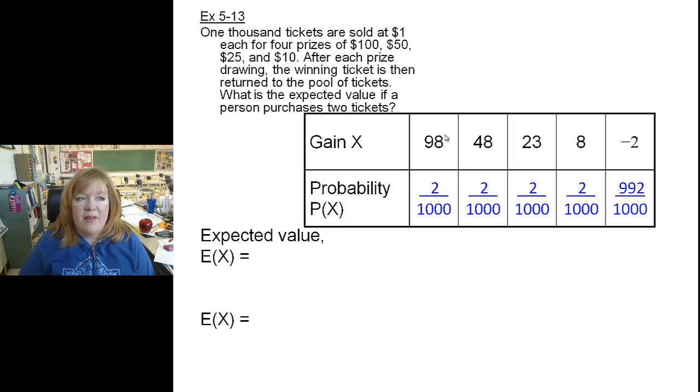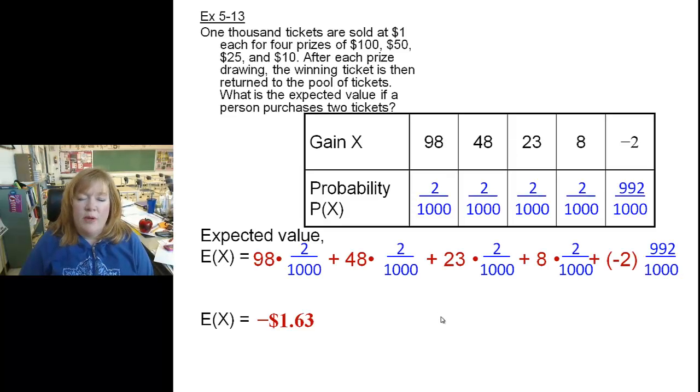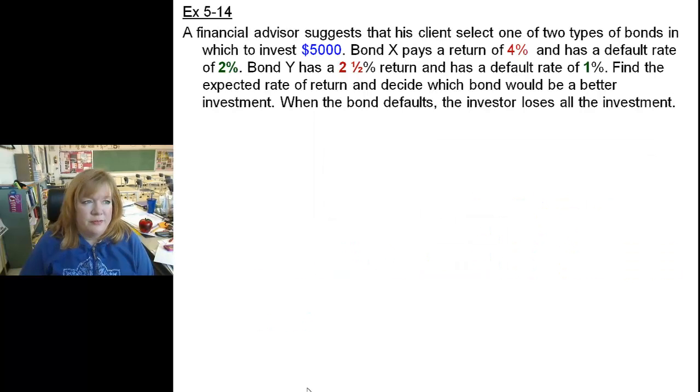So my expected value, once you have the table set up, it's easy peasy. Just multiply those and add them up. You'd end up with negative $1.63. So that can be your expected value. And like I said, this is a theoretical mean. It's not the actual mean. It's just like you're kind of saying what would be the expected value. You'd probably lose.